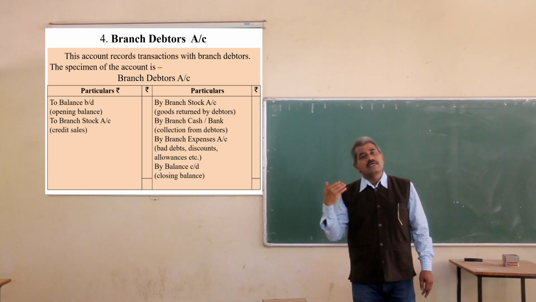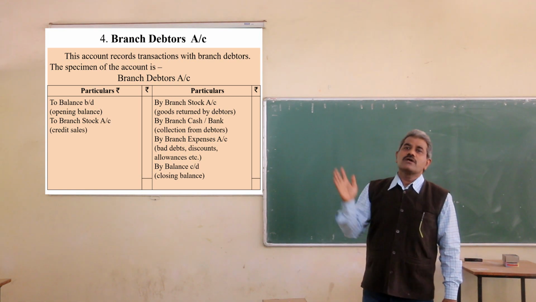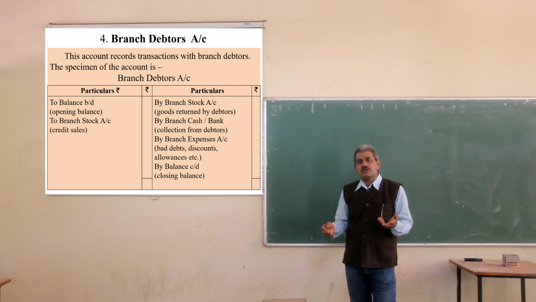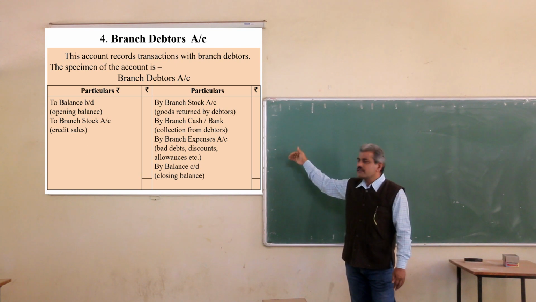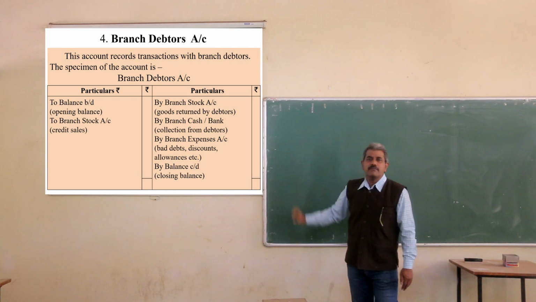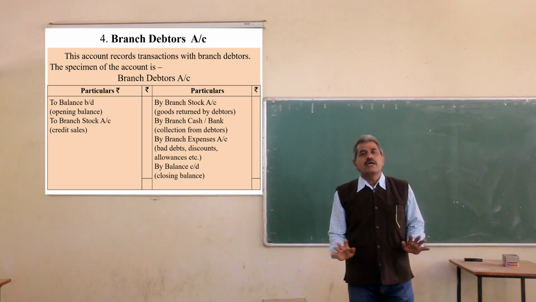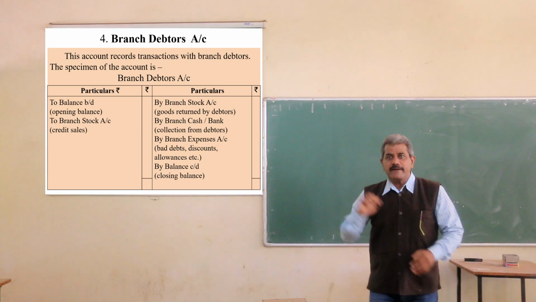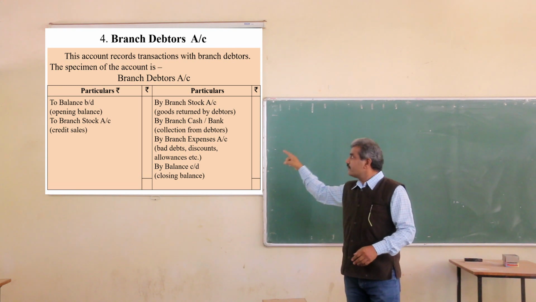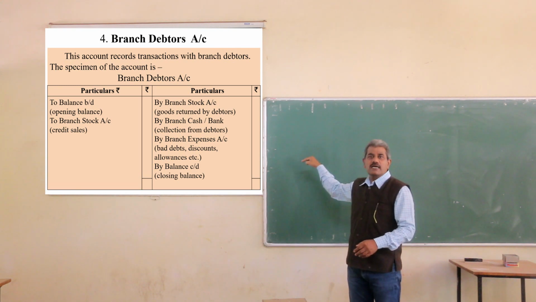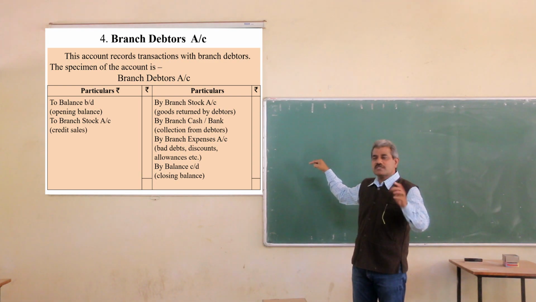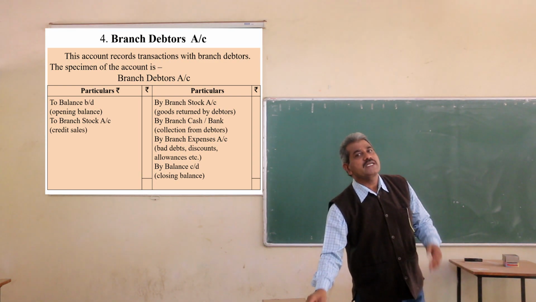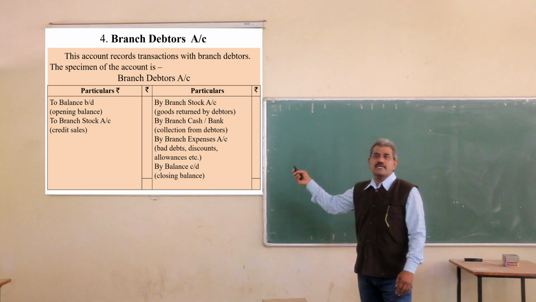Some others have taken these items directly to the profit and loss account also. But generally, these items are taken under the heading branch expenses account. Opening balance and credit sales are debited, and goods returned, collection from debtors, then expenses, that is discount, allowances, bad debts are to the credit side, and just calculate the closing balance if it is not given. This is the branch debtors account.